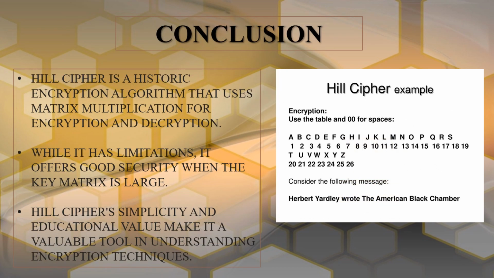Conclusion. The Hill cipher is a historic encryption algorithm that uses matrix multiplication for encryption and decryption. While it has limitations, it offers good security when the key matrix is very large. The Hill cipher's simplicity and educational value make it a valuable tool in understanding encryption techniques.